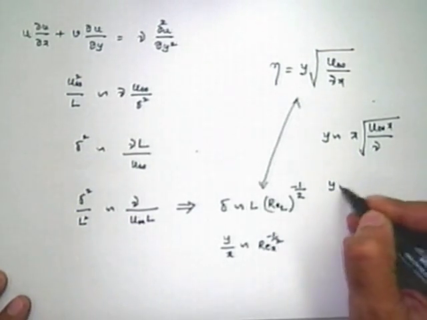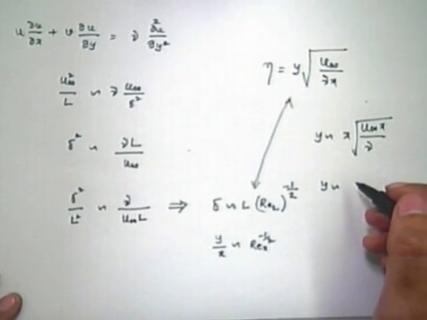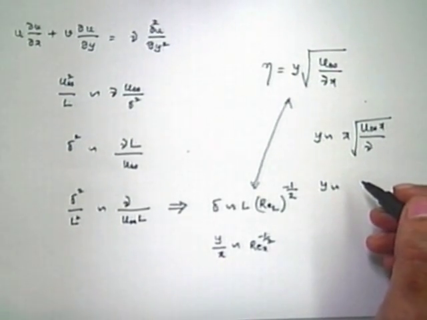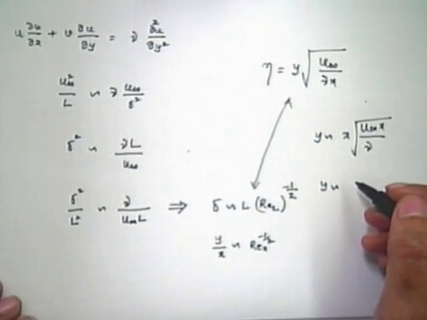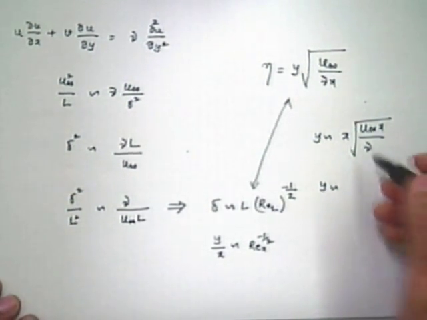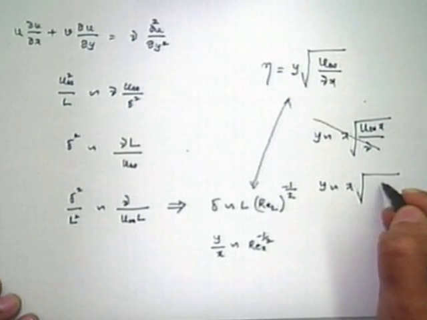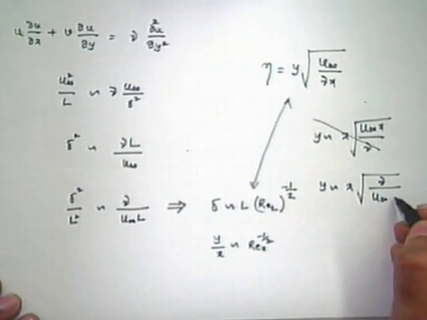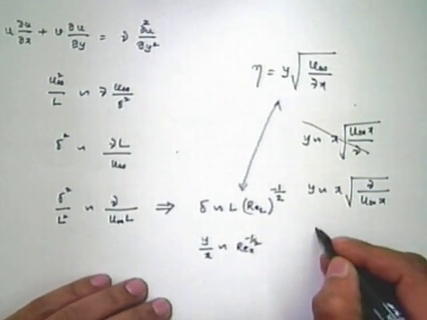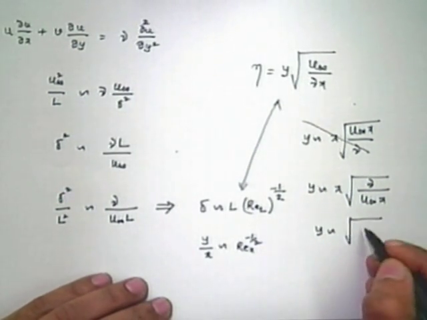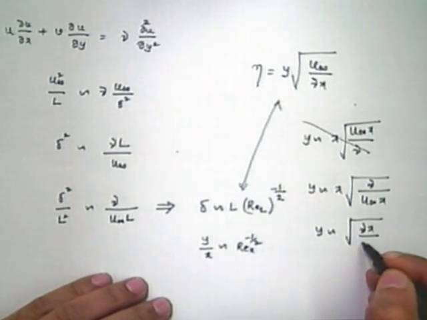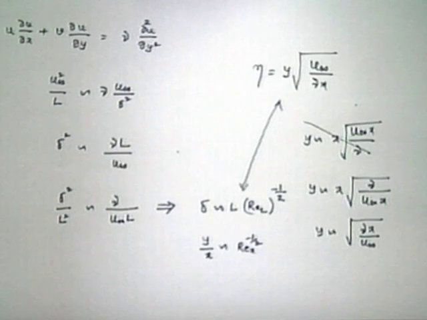You should be helping me here, but I am not getting any help from you. Is that right? Y by x, no. This is wrong. Y is of the order of x into square root of nu upon u infinity x. So, what do I get? Y is of the order of square root of nu x upon u infinity. Now, you should be seeing why eta is like that. I have just taken eta equal to y into square root of u infinity by nu x.